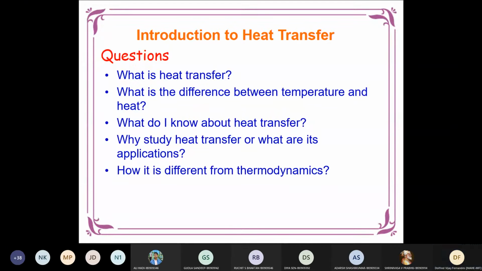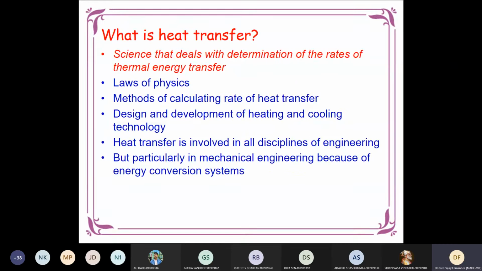So how is it different from thermodynamics, because you already studied thermodynamics 1 and 2, and then why again heat transfer, right? That distinction has to be made, and you should understand that. So we'll answer the questions one by one. What is heat transfer? It's a science that deals with determination of rates of thermal energy transfer.